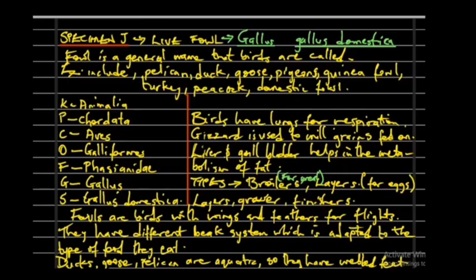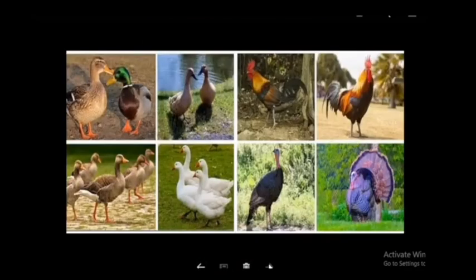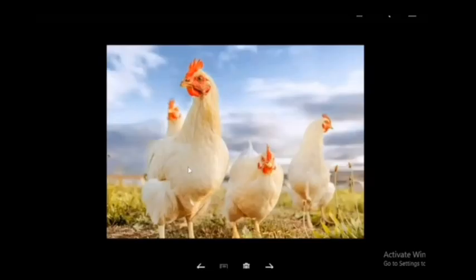So when we look at these, these are examples of fowls. These are all examples of fowls. You can see goose, geese, domestic fowl, pelican, duck, guinea fowl, even the turkey. All of these are examples of fowls. You can see this is guinea fowl, and here we have the domestic fowl. This is the one I refer to as the Gallus domestica. So these are the things that we need to know about all of these animals.